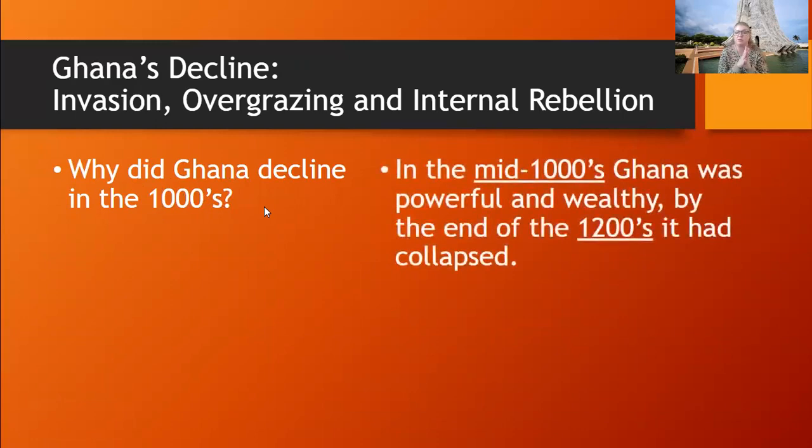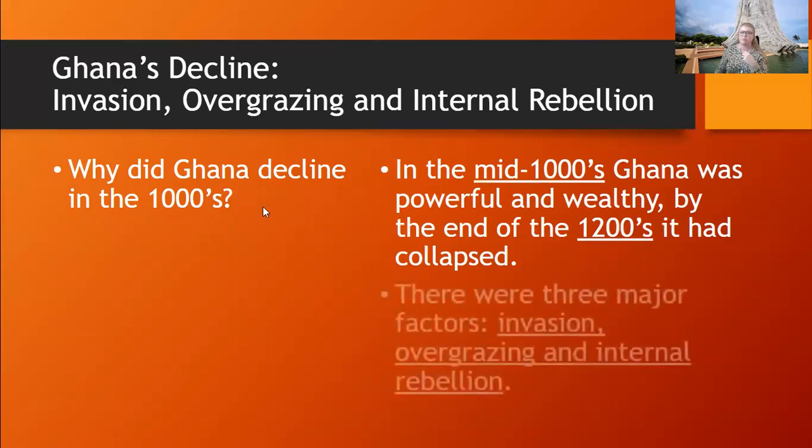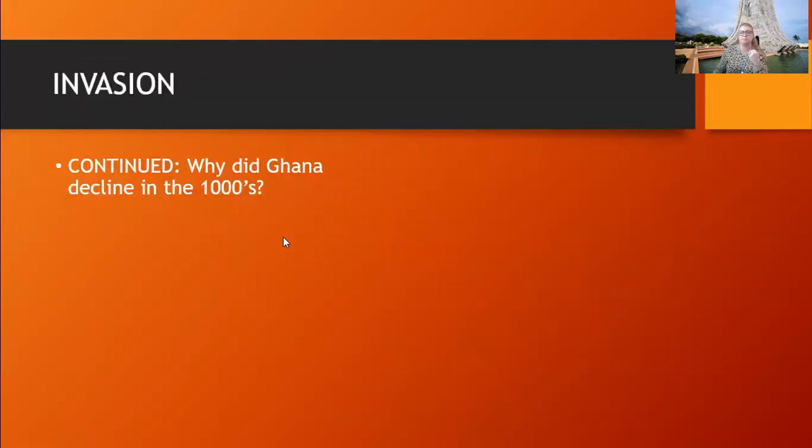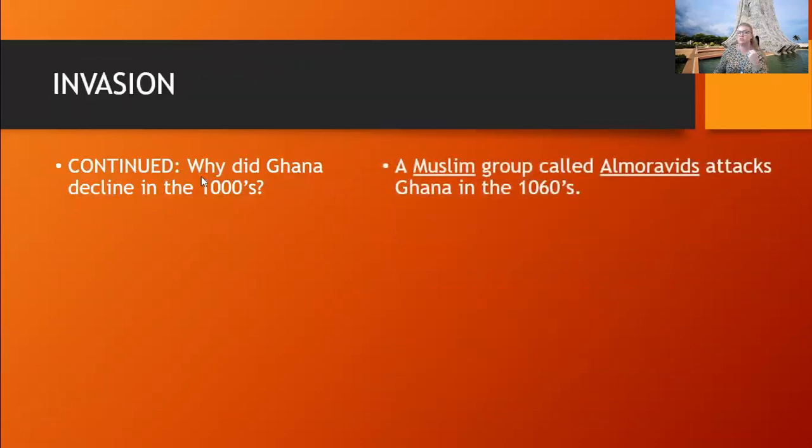So in the mid-1000s, Ghana was a very powerful and wealthy empire. Unfortunately, within 200 years, it will collapse. So the three major factors were invasion, overgrazing, and internal rebellion. So notice the question is the same for this whole section.